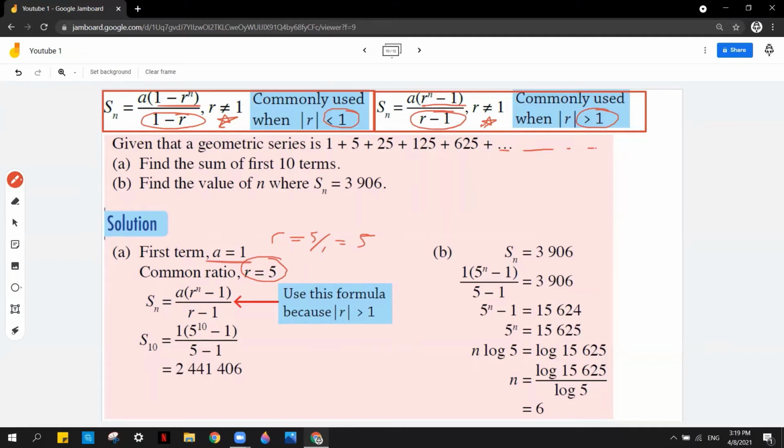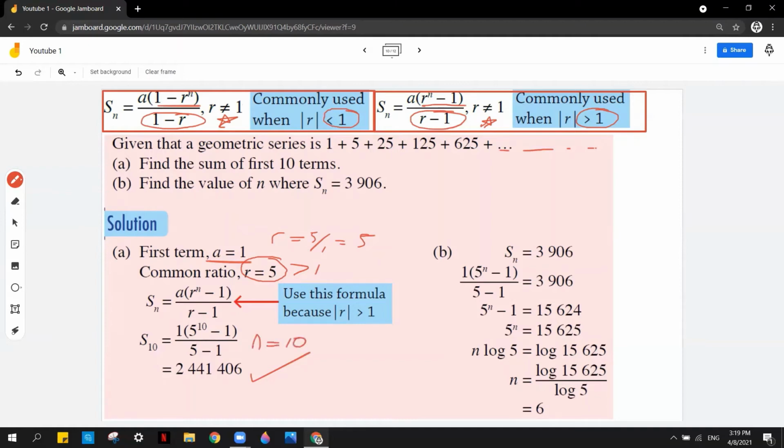And then when you plug it into the formula, please identify r equals 5, which is more than 1. Hence, you take the first equation here. You substitute them, and you get the final answer for the sum to the nth term, which in this case for part A, n is equal to 10.